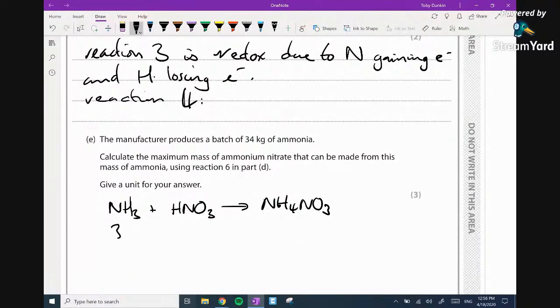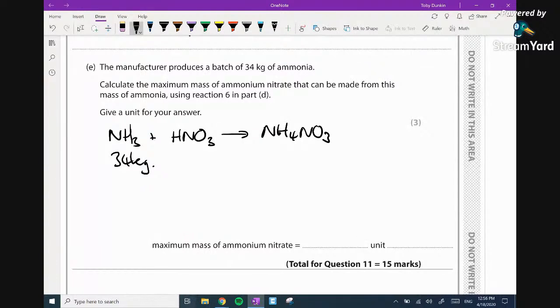So they've given us 34 kilograms of ammonia. What's the maximum mass of ammonium nitrate? So, number of moles. Step 1, get to moles: grams over Mr. So over the Mr of ammonia, which is 14 plus 3, 17. Convert 34 kilograms to grams, 34,000.